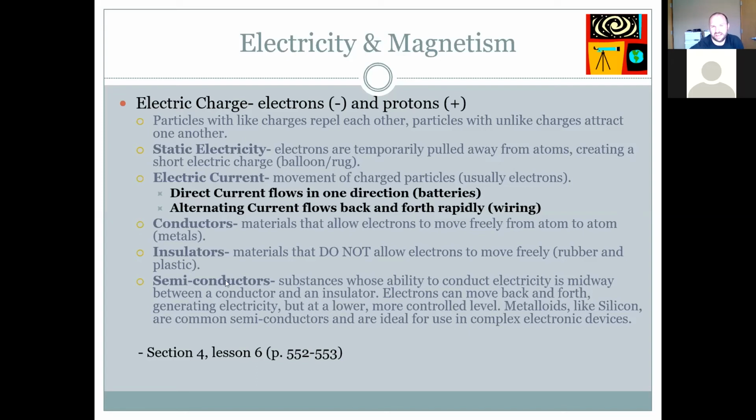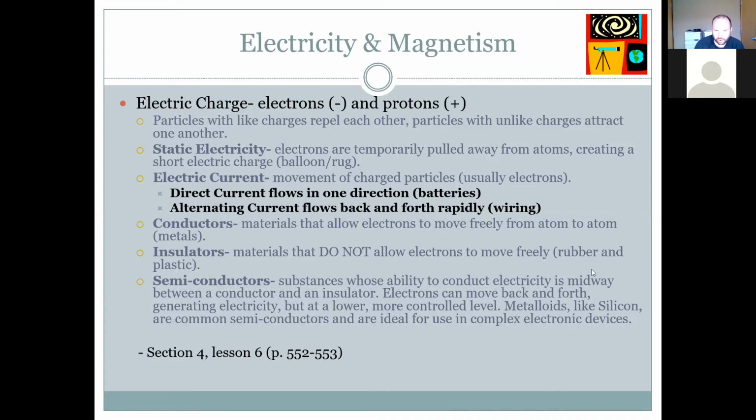And then the last category here is called semiconductor, and you figure out kind of where they fall in between. They're not conductors, they're not insulators, they're kind of in the middle. So semiconductors are substances whose ability to conduct electricity is halfway between a conductor and an insulator. Electrons can move back and forth, generating electricity at a lower, more controlled level.